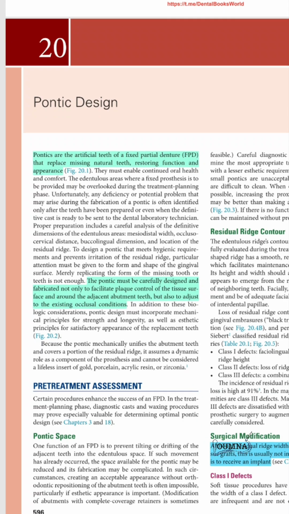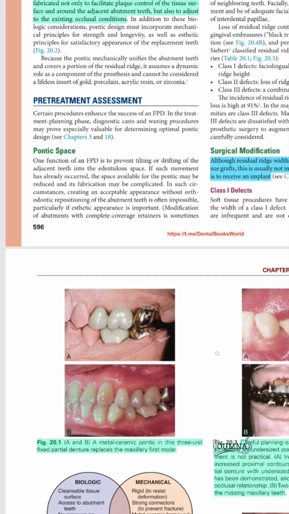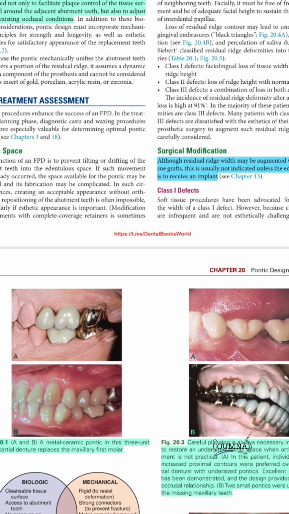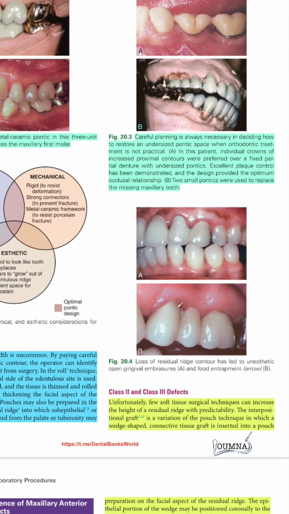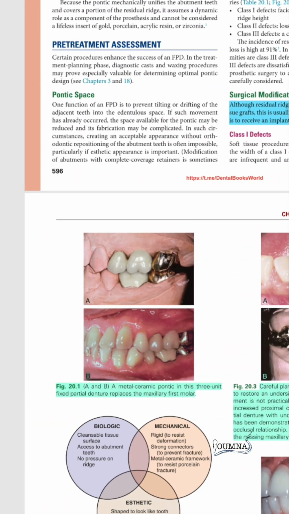There are several types of Pontics. Some require surgical modification because after the extraction of the teeth, the residual ridge gets resorbed and the tissue also becomes less thick. In most cases, it can be compensated with restorative options, but in some cases where we decide to do an implant, we use a hard tissue graft, or some soft tissue graft can be used. We will discuss the types of them in a bit.